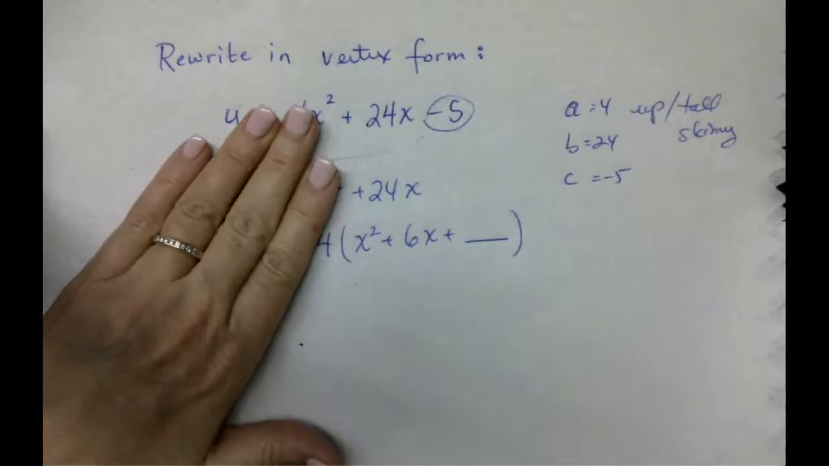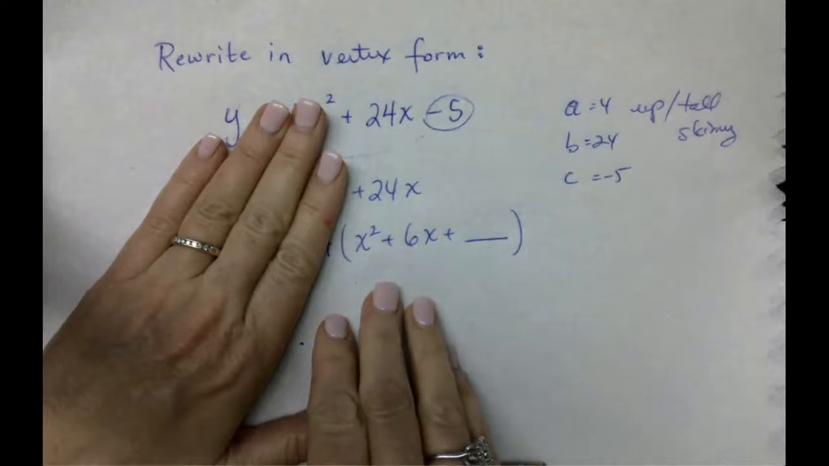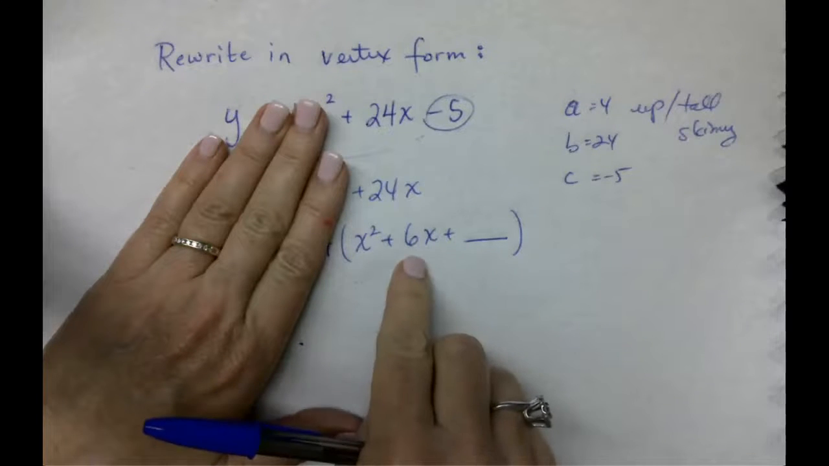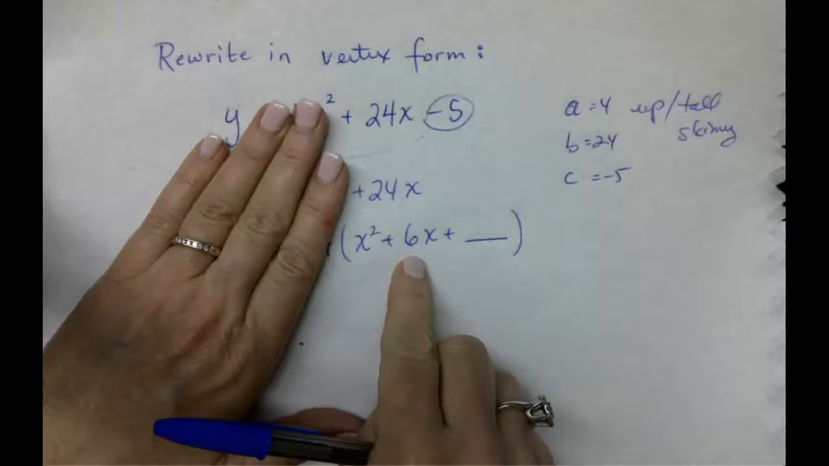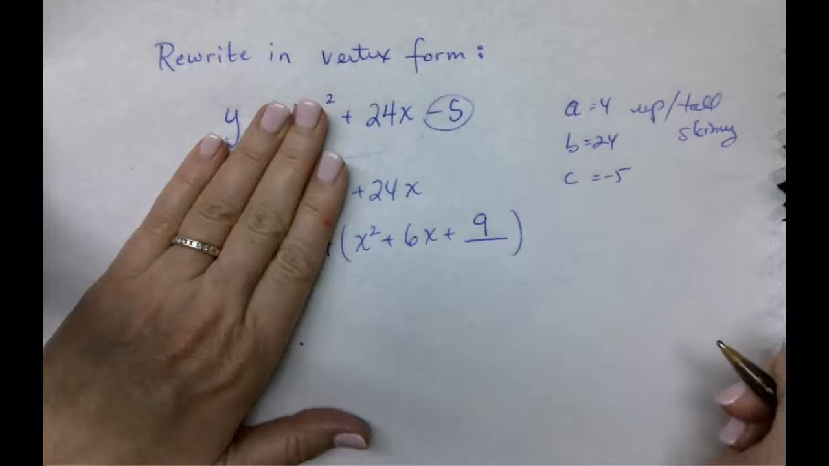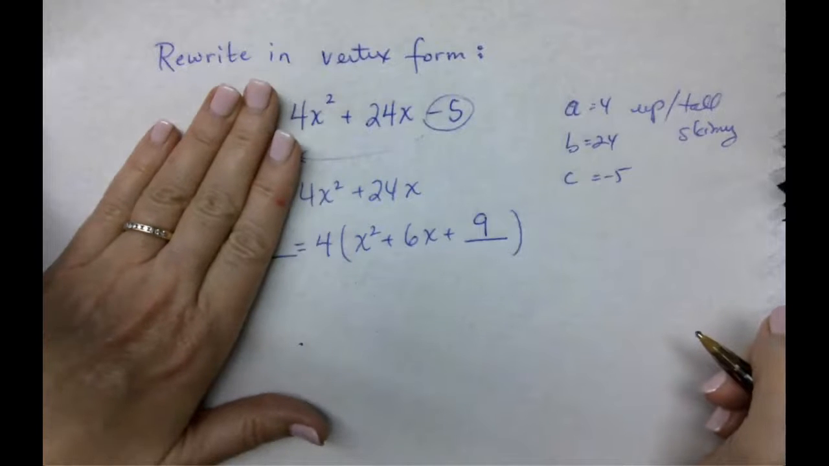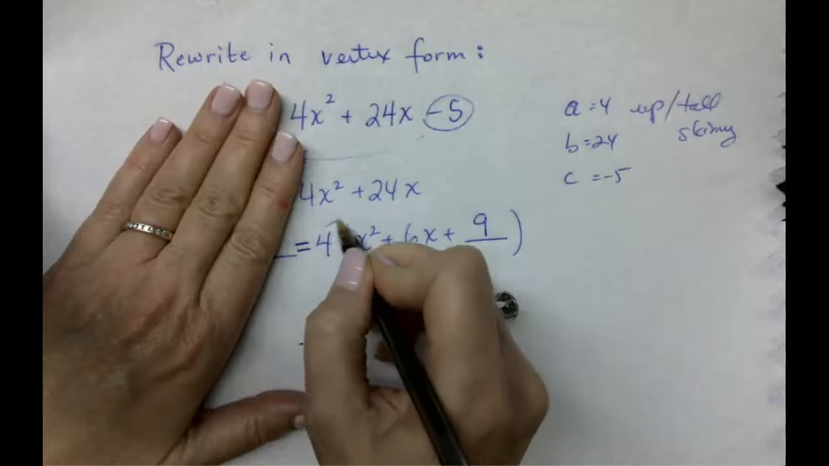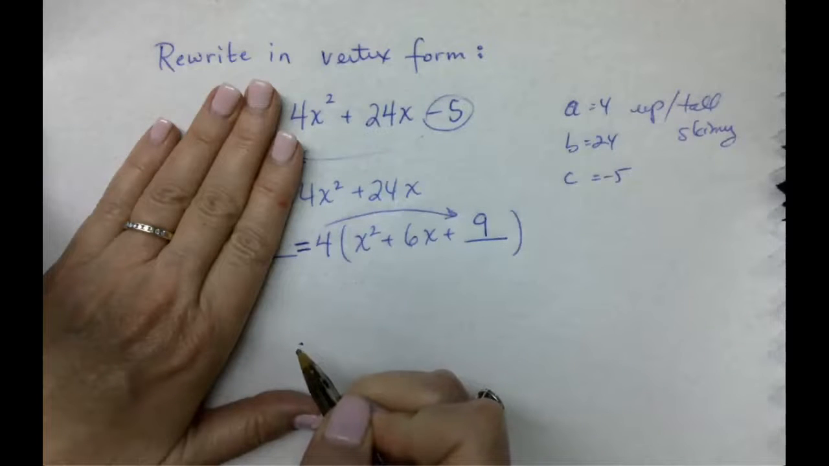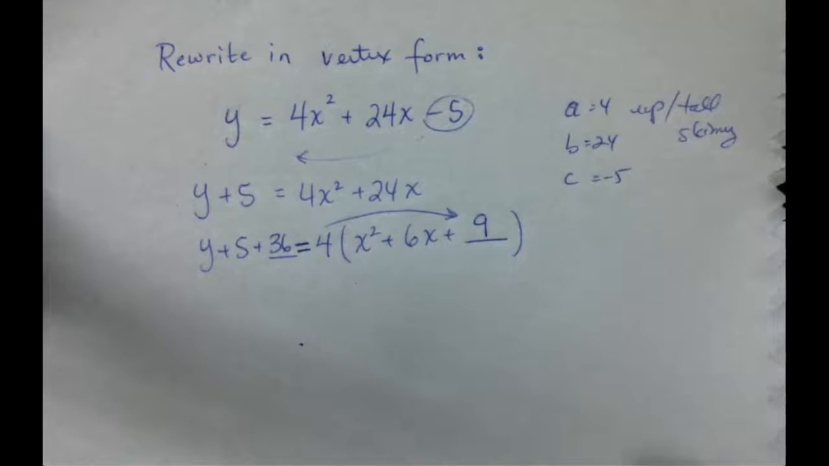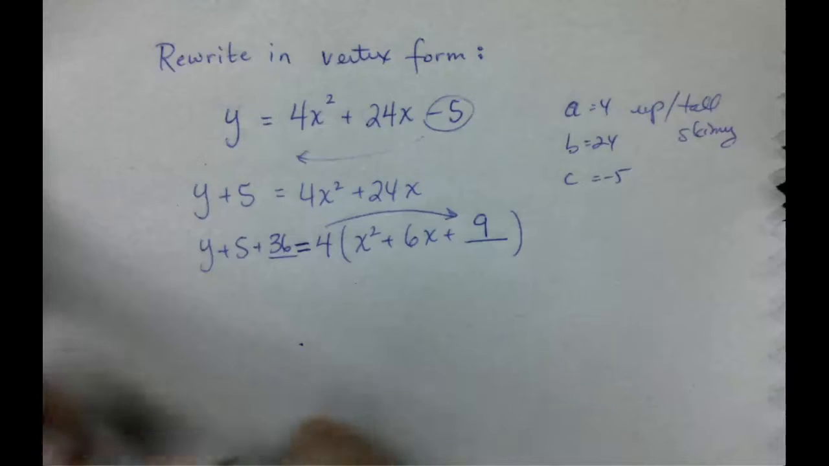So cover up everything except for the parentheses here. In the parentheses, we've got x squared plus 6x plus that blank. Half of 6 is 3. 3 squared is 9. We're going to add 9 inside of those parentheses. But what are we really adding to that right-hand side? We're really adding 4 times 9. And 4 times 9 is 36. So that is what we're going to put on the left-hand side in order to keep the equation balanced.